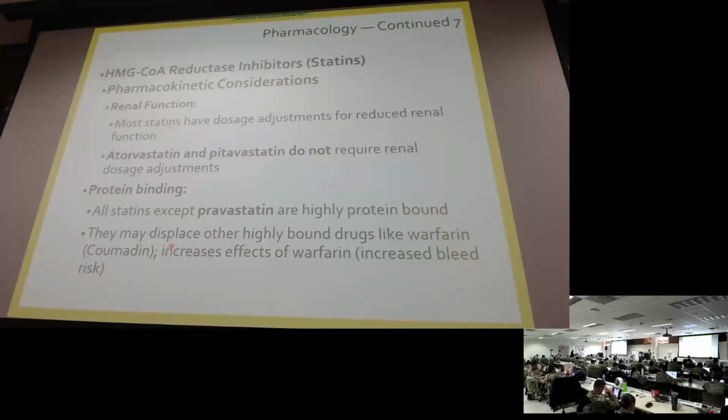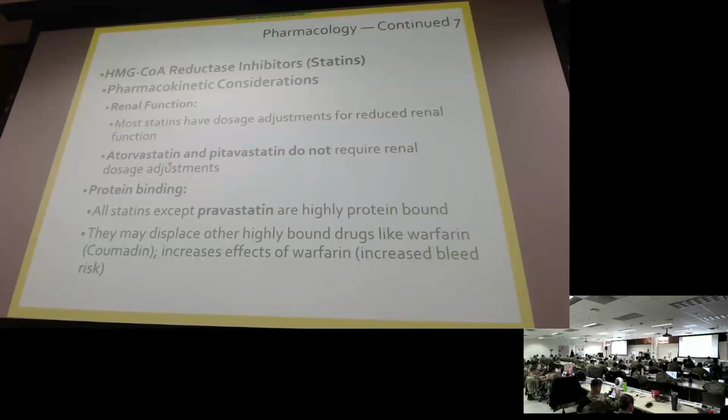So you see they may displace other highly protein-bound drugs like your warfarin. And then if you have that happen, it could increase the bleed risk of that warfarin because there's going to be more of it free, floating in their body, right? Because it had to compete and it lost, okay?